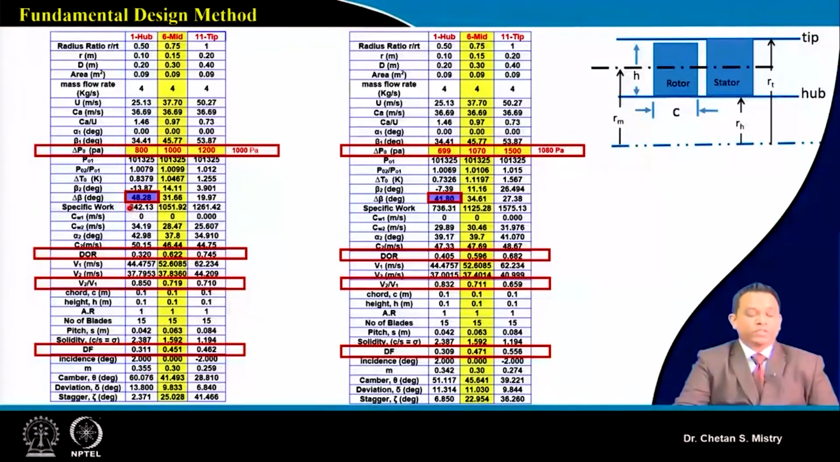The observation we found is that delta beta near the hub is coming out slightly larger, more than 45 degrees. So that's where we feel we need some control, or we need to do some modification. The degree of reaction is coming to be lower, 0.32. At the hub our relative velocity ratio is 0.85, a little high on that side. We have our diffusion factor to be 0.31.